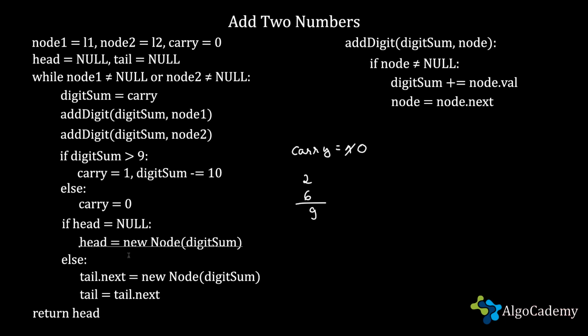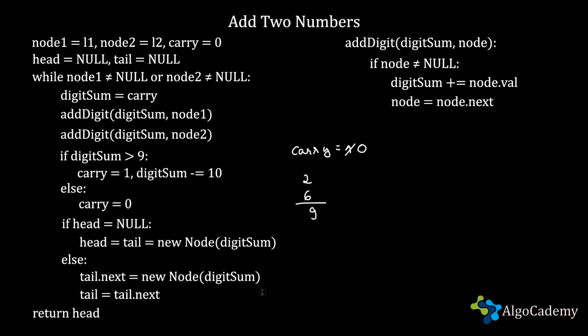I should also set it to be the tail, right? I always need to know the tail. So actually, head and tail are both going to be set to this new node. Cool. Now, if head is not null, what I should do is create a node with digit sum and set this node to be the node that comes after tail. So tail next is this new node.